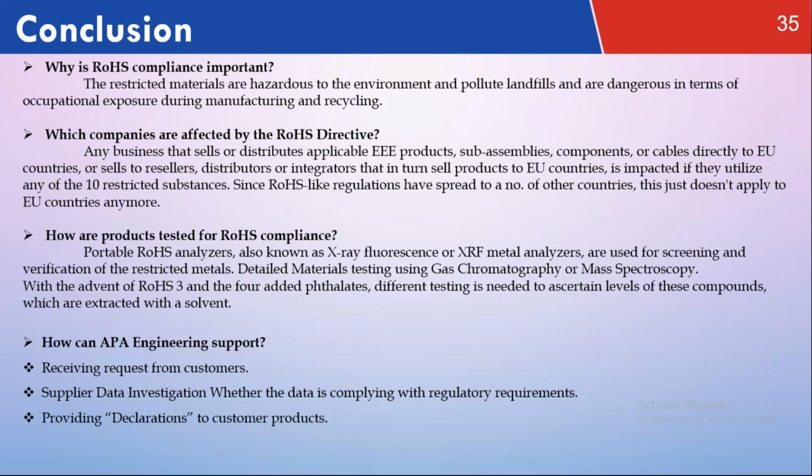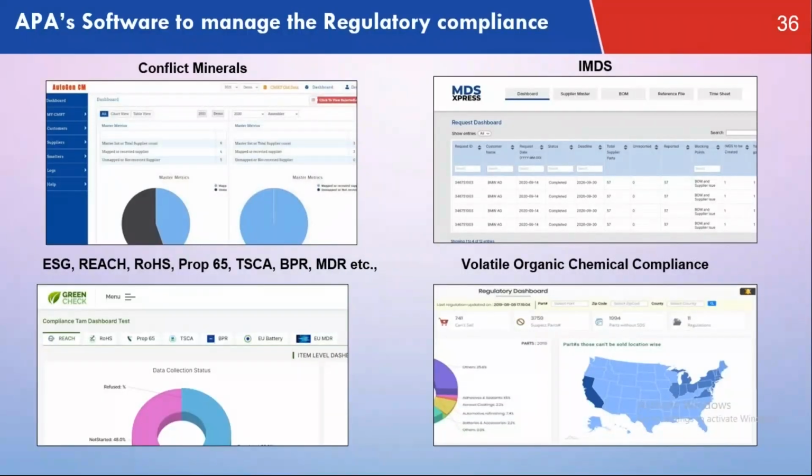So that's all about the RoHS compliance regulation. So we are going to see about the software which APA has. We have separate software for most of the regulations. For conflict minerals, we have a software called Autogen CM, and for IMDS, we have the software called MDS Express, which will be helpful for automatic creation.